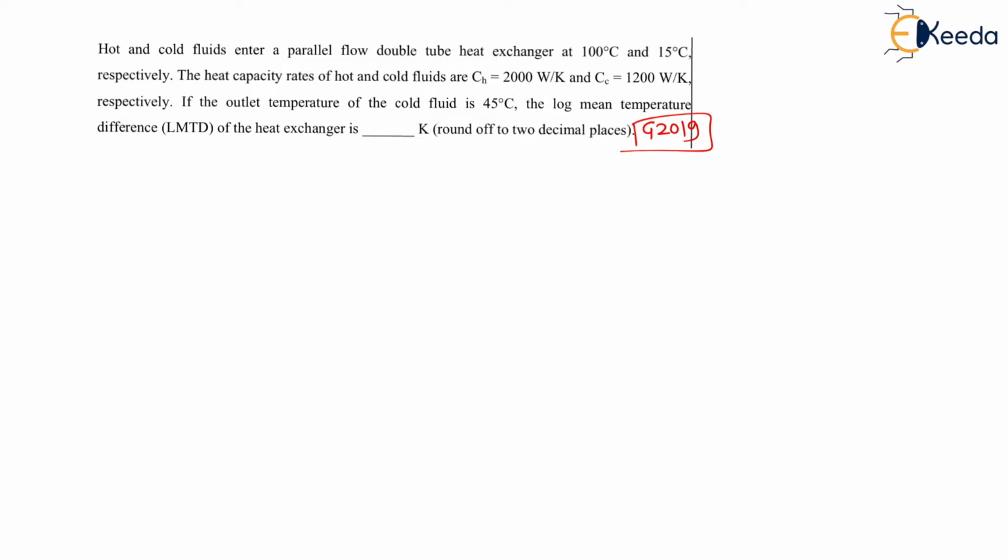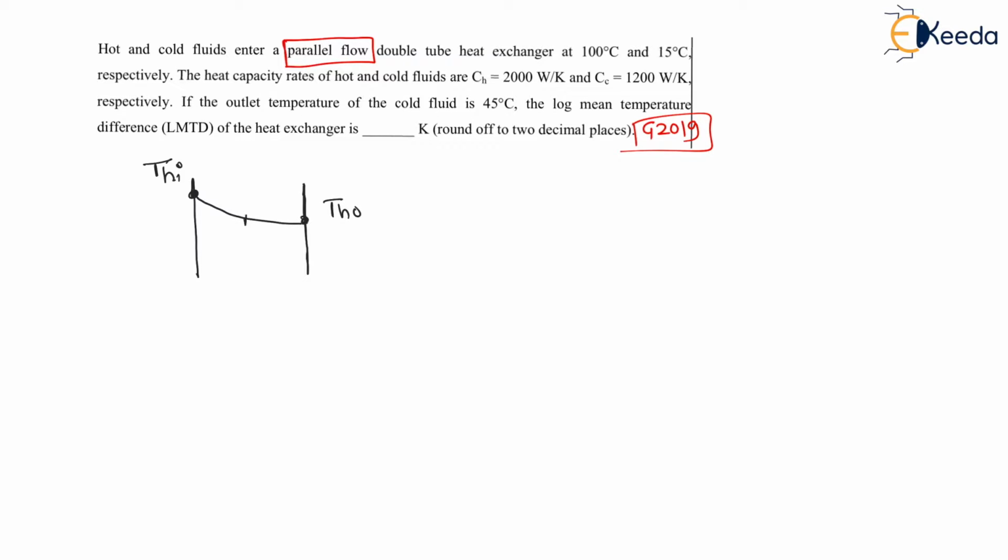The question is, hot and cold fluids enter a parallel flow double tube heat exchanger. Now here they have given parallel flow heat exchanger. So let us first draw parallel flow heat exchanger. Now for parallel flow heat exchanger, the cold and hot fluid enters from the same side. Let us say the left side is entry for hot fluid, that is Thi is the inlet temperature of hot fluid, and let us say Tho is the exit temperature of hot fluid.